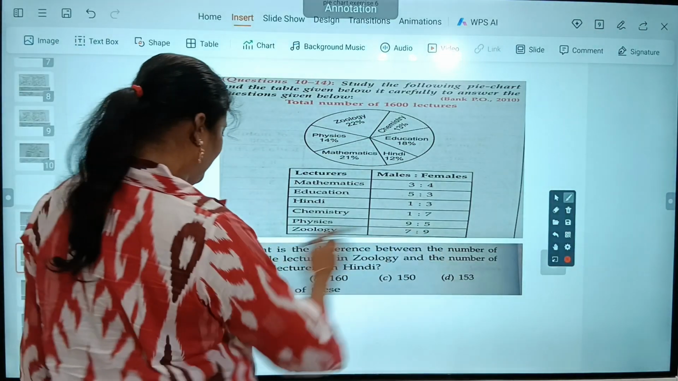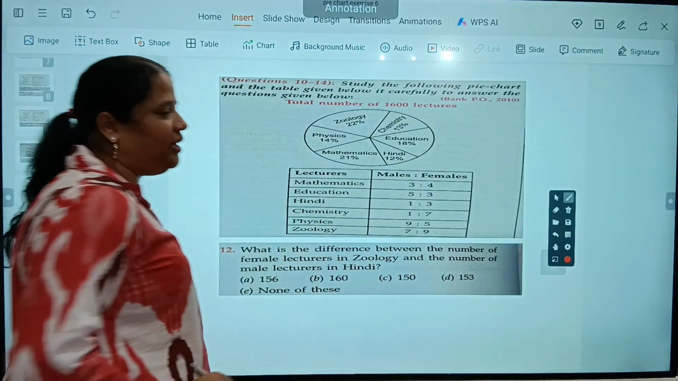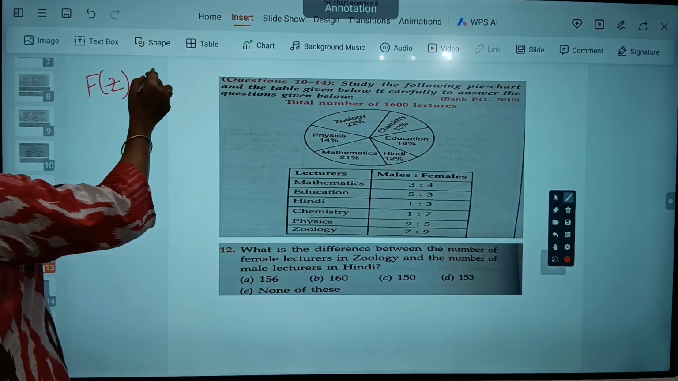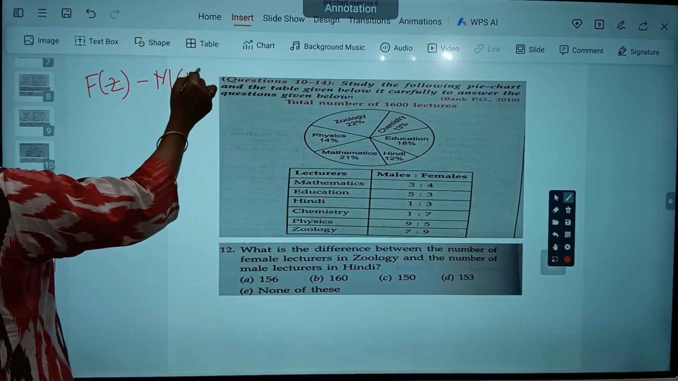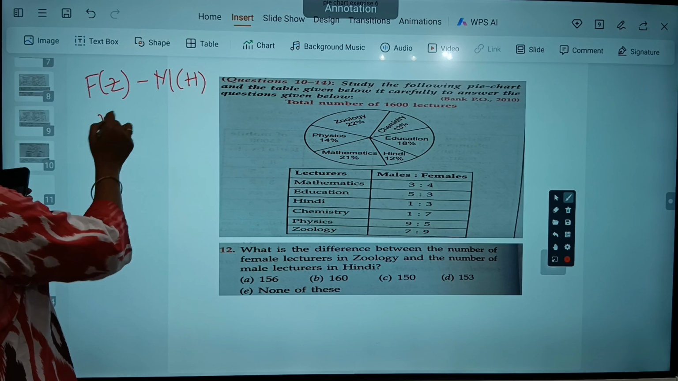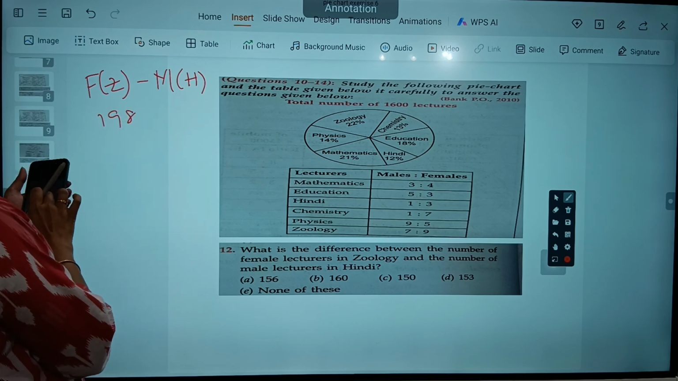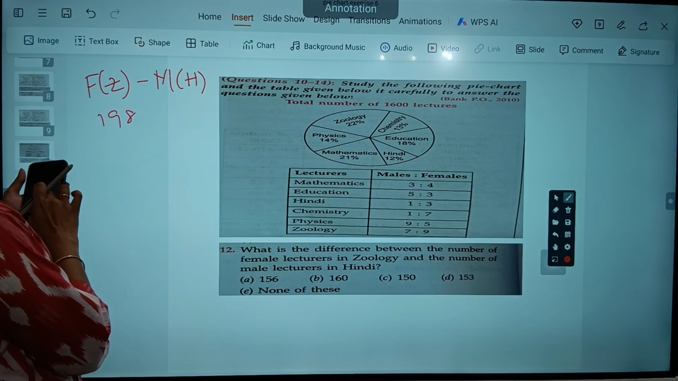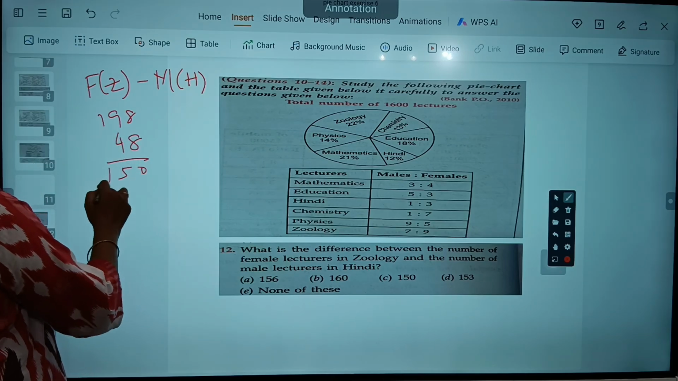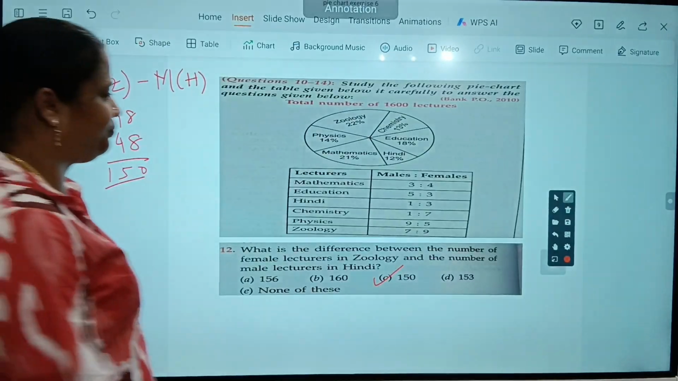What is the difference between the number of female lecturers in zoology and the number of male lecturers in Hindi? The difference we have to calculate. In zoology, how many female lecturers are there? 198. Male lecturers in Hindi? 48. So this is nothing but 150. So C, 150 is the answer.